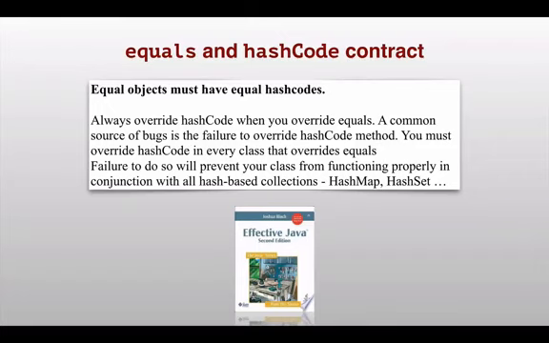This is a quick video about the equals and hashcode contract. The contract basically says equal objects must have equal hashcodes. That means whenever you are providing a logical equals implementation in your class, you should also provide a hashcode implementation that is meaningful, without which your class will act strange and cause bugs when it is used in hash-based collections like hash maps, hash tables, or hash sets.